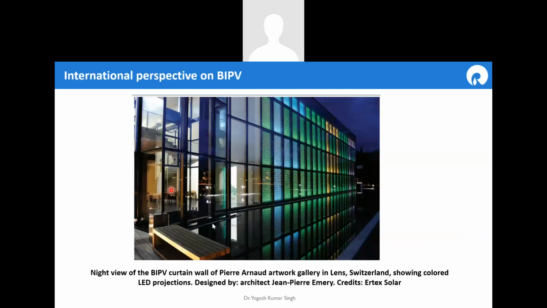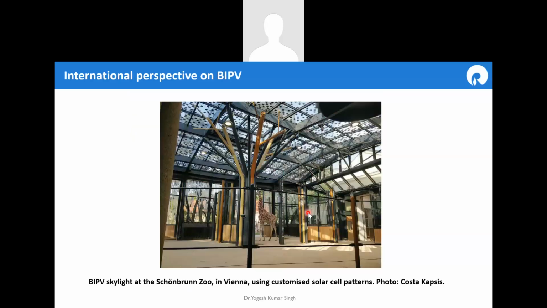Then this is the international perspective. This is the night view of the building. So you can see that in a Switzerland building, all the solar modules are here. And in the night time, whatever power is generated will be utilized in the night time of that building, and with the help of that, this beautiful image comes about. So this is the effect of the BIPV system.